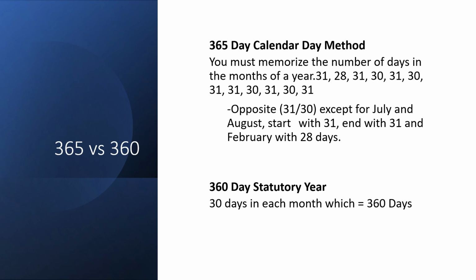The 365-day calendar day method, you're going to have to memorize the days in the month and the year. And there's all kinds of different ways to memorize it. In the statutory year, that's equivalent to 30 days, no matter how many days really are, but there's 30 days in each month, which gives a total of 360 days.